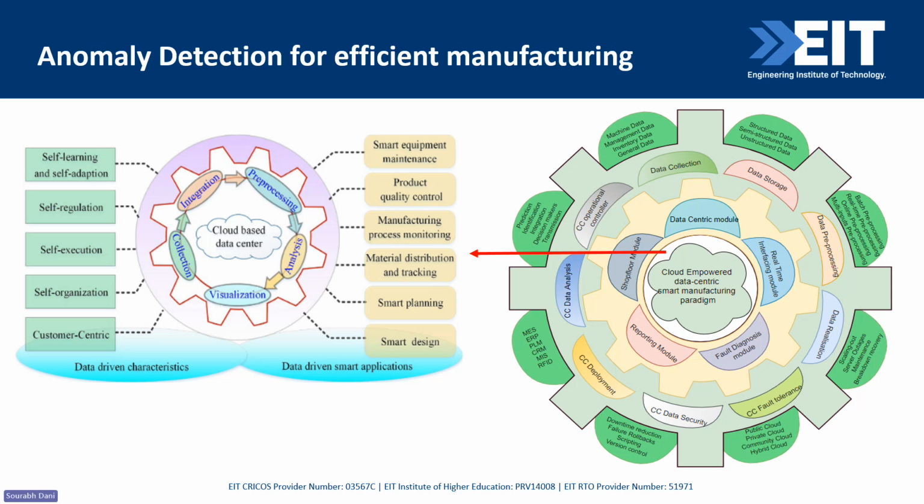The smart manufacturing paradigm was able to do self-training and self-adaptation depending upon the requirement, depending upon the production efficiencies. It was also doing smart equipment maintenance, product quality control, manufacturing process monitoring, material distribution and tracking, smart planning, smart design, and being customer centric.